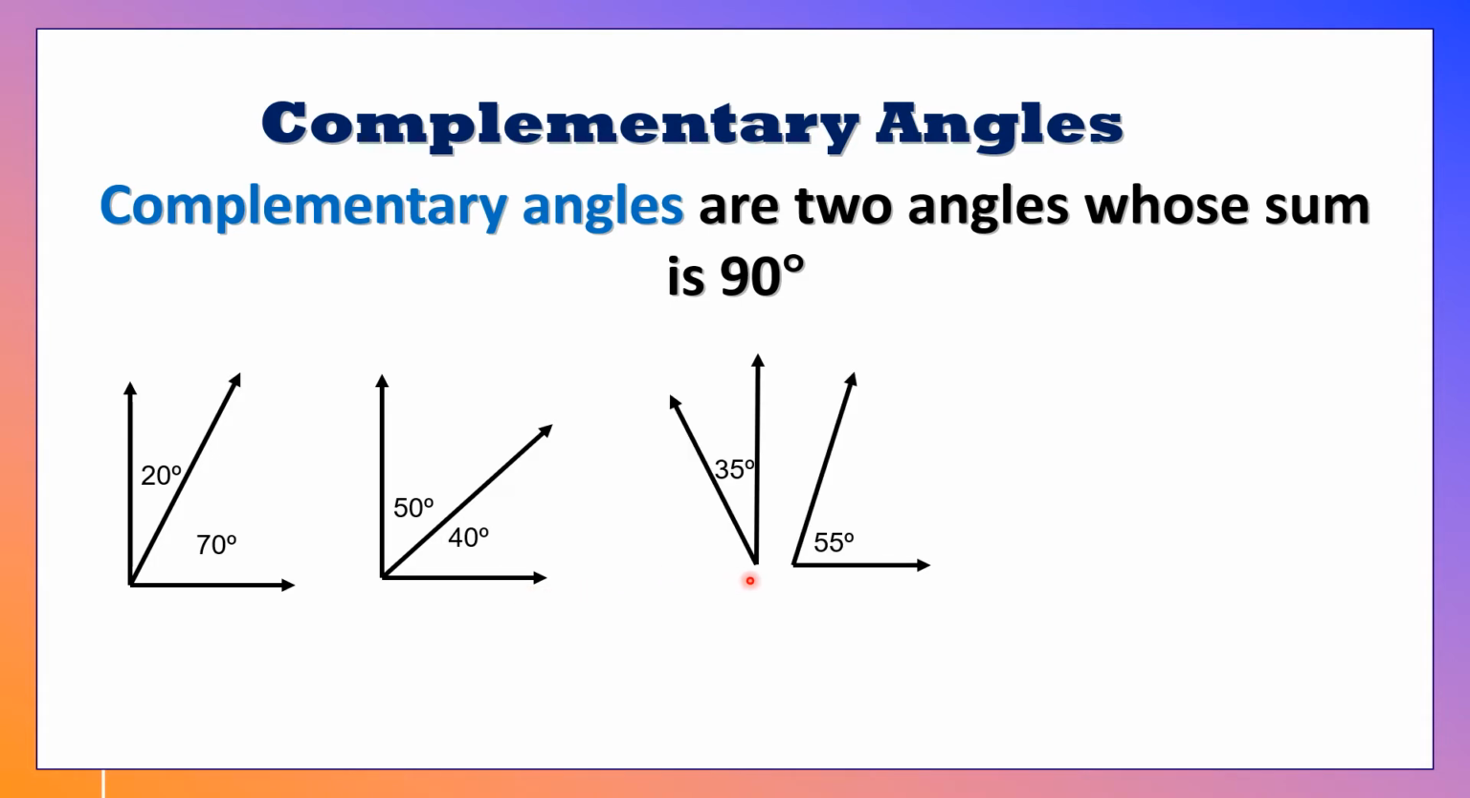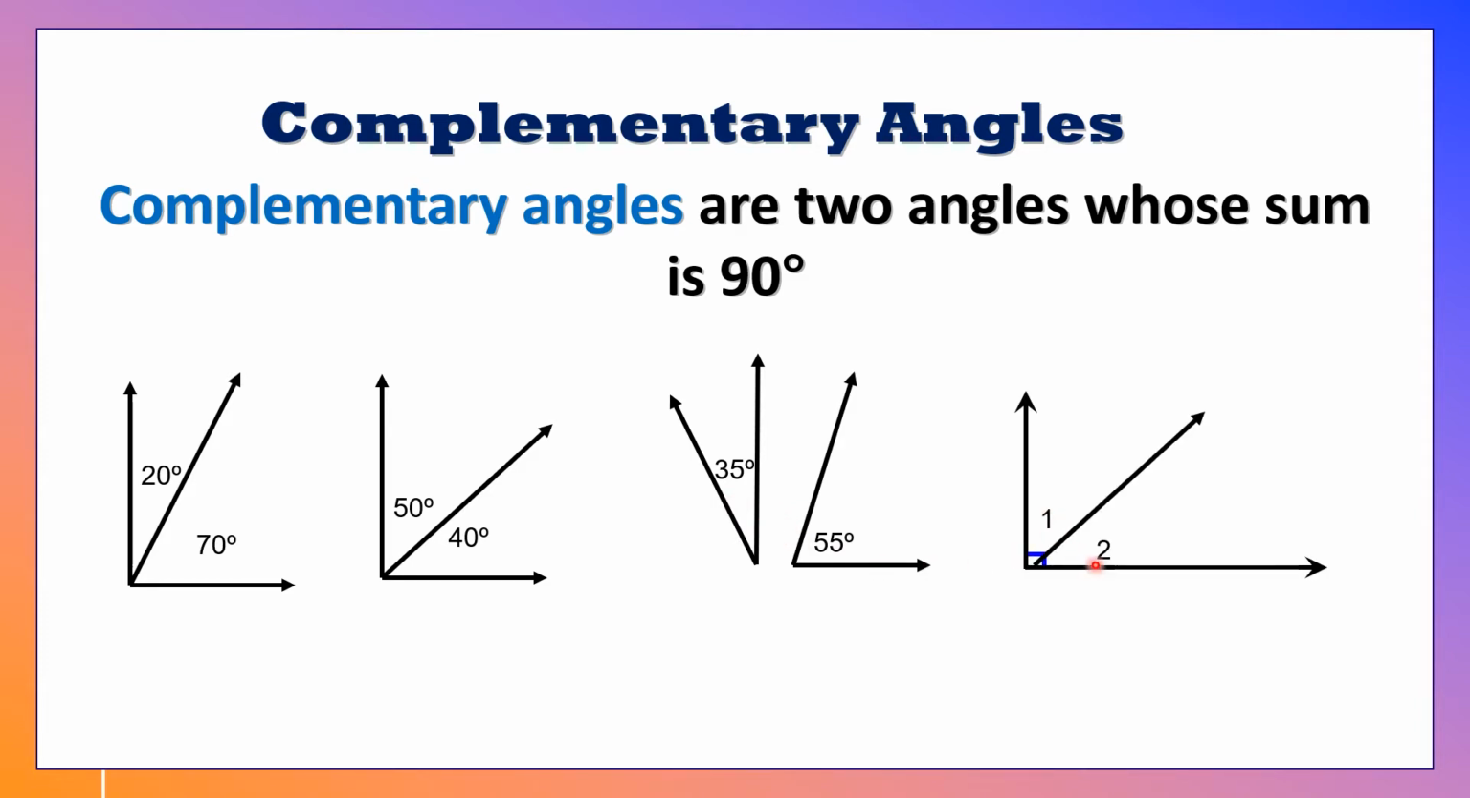So, kahit hindi sila adjacent angles, just like this example, 35 degrees and 55 degrees, so these are complementary. So, kahit hindi adjacent, as long as pag pinag-add natin ang angle, so 35 degrees plus 55 degrees, ang sum ay 90 degrees, still they are complementary angles.